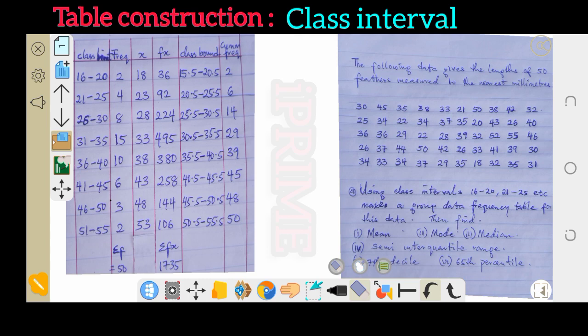Okay, now here comes the method. Let's say I already have 16 and 20. How do I get the next one that will come under it? Add 5 to this 16, you get 21. Add 5 to 20, since they are counting in 5, you get 25. That's how you'll be doing it.